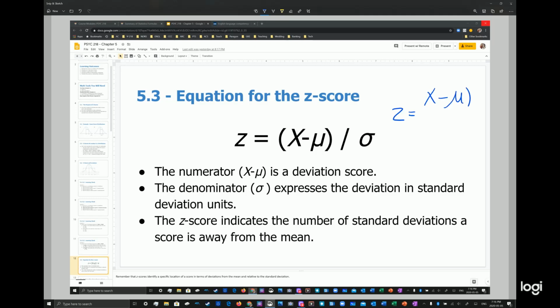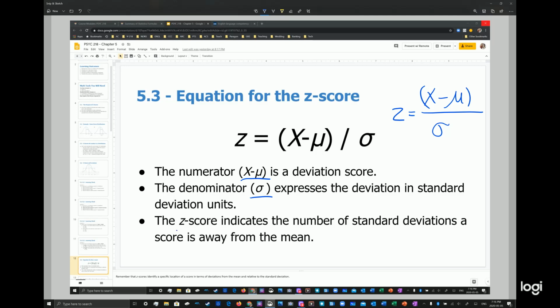So yeah, it's the deviation score divided by the number of standard deviations. So that's what the points say. You need the distance between the score and the mean. That's the numerator. You need the standard deviation. That's your denominator, the bottom bit of the fraction.